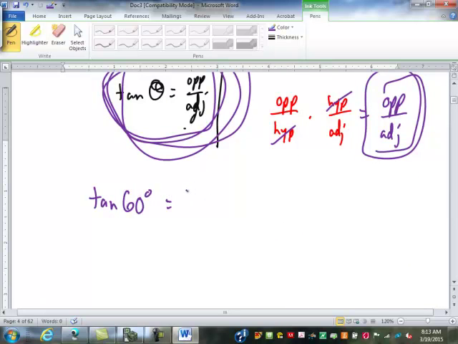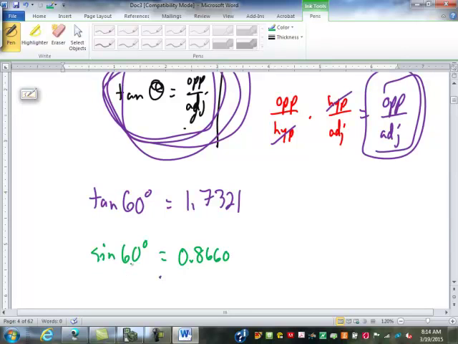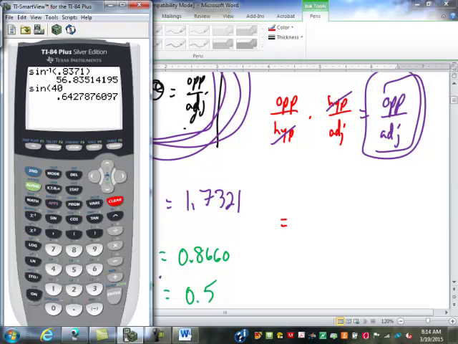Tangent of 60 degrees is, if you punch it in, 1.7321, right? Sine of 60 degrees is 0.8660, right? Cosine of 60, 0.5. You guys can punch these in to verify. Now what I want you to try to do is this. On your calculator, we're going to do sine of 60 divided by, and make sure we close the parentheses, cosine of 60. What do you get? Yeah, 1.7321.